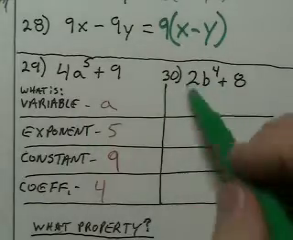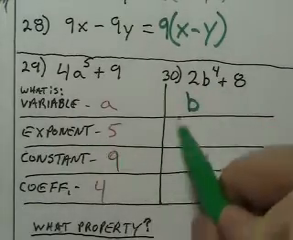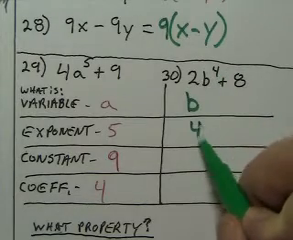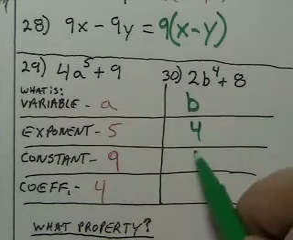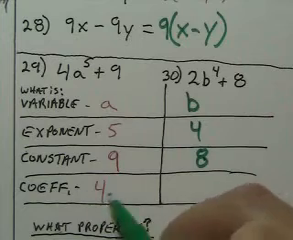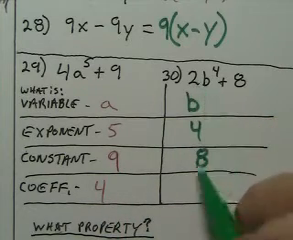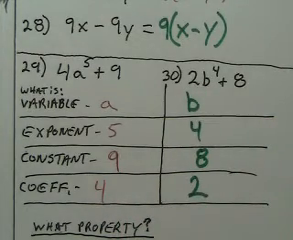Number 30, the variable is letter B. The exponent is 4. The constant is a number by itself, that's 8. And the coefficient is the number next to the variable, that would be 2.